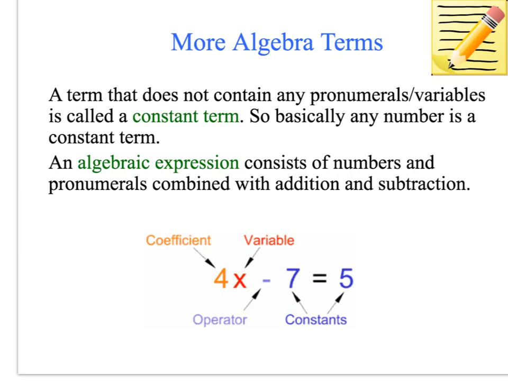An algebraic expression consists of numbers and pronumerals combined with addition and subtraction. So this whole thing here is an algebraic expression, the whole thing put together, whereas we've got different parts of the algebraic expression here, where we've got the constants, the operation sign, the variable, and the coefficient. So you need to remember all those terms.